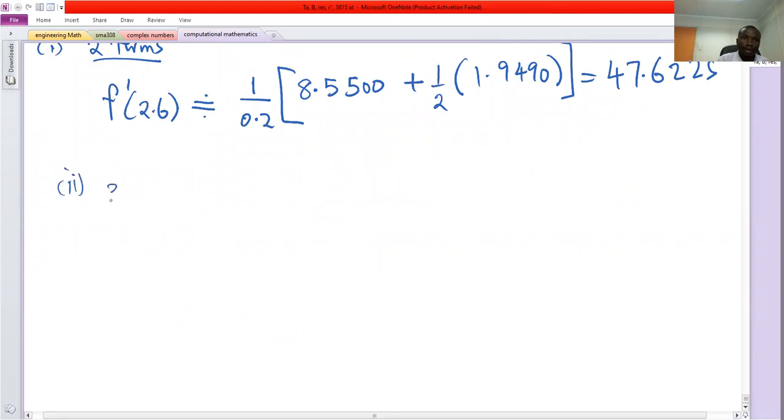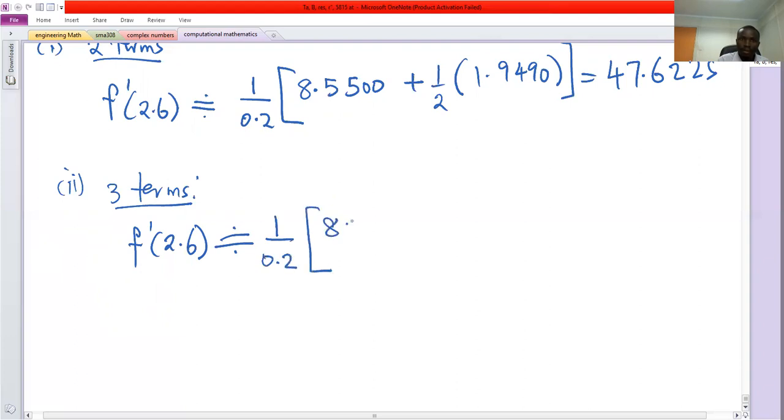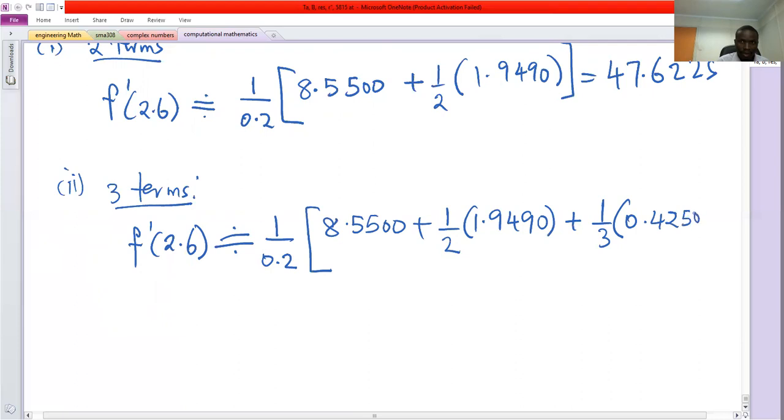Number 2, 3 terms, means that our first derivative at 2.6 will be approximately equal to 1 over 0.2 into 8.5500 plus 1 over 2 into 1.9490 plus 1 over 3 into 0.42500. When you work out this one, the answer you should get is 48.3308333.